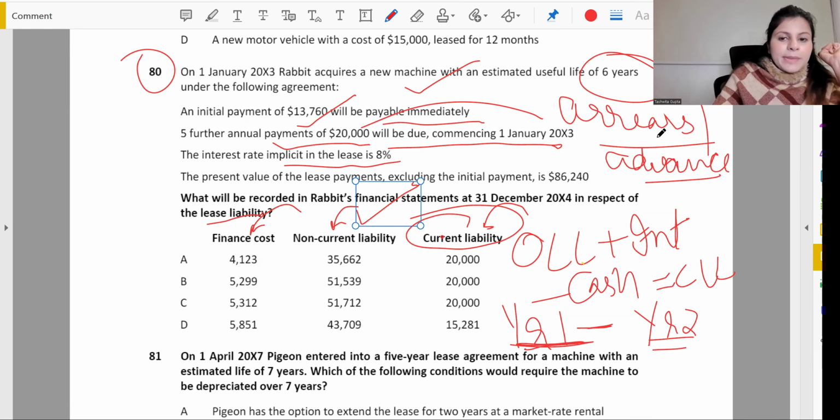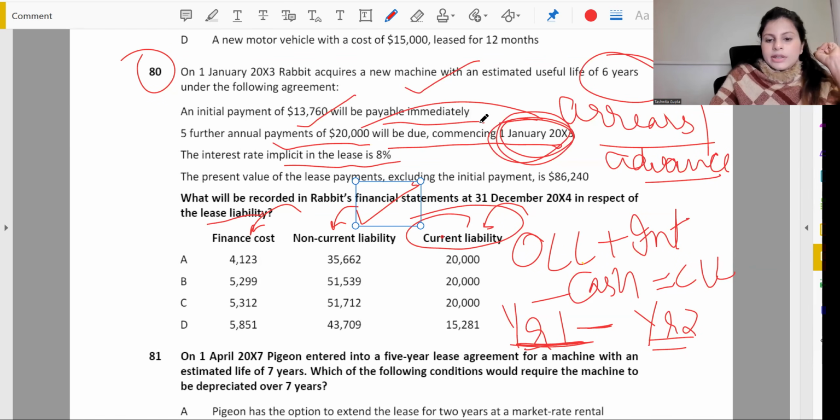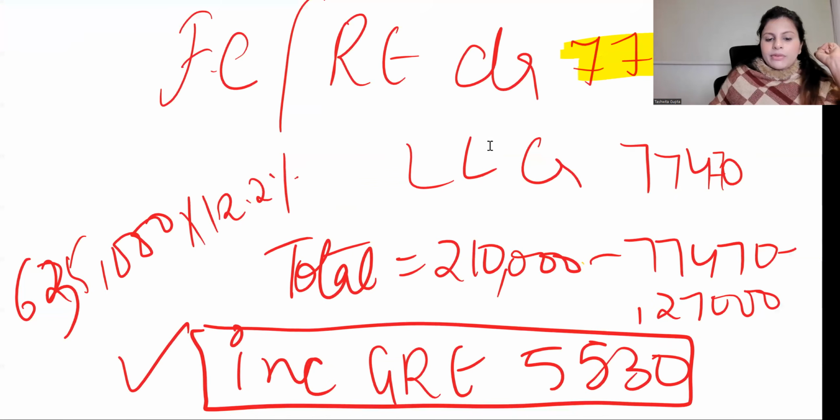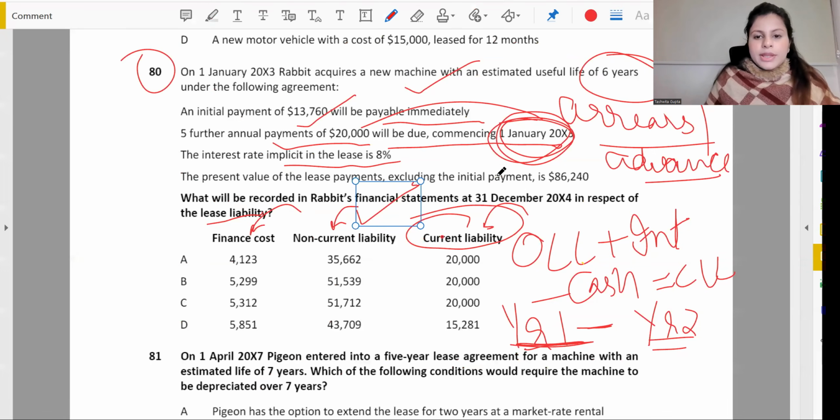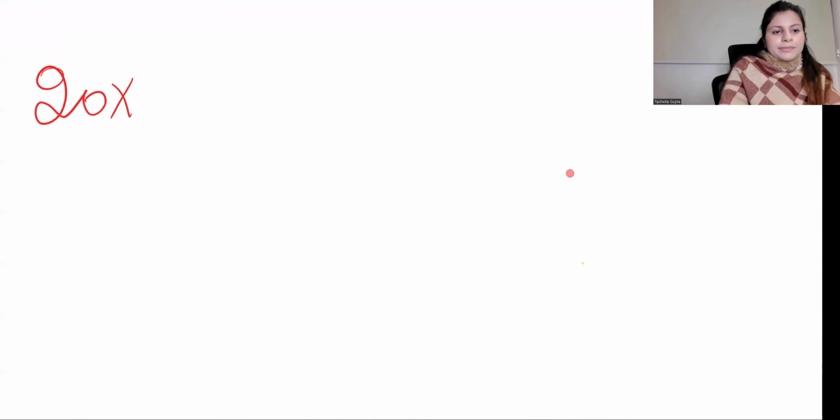The payment is being made in advance, beginning of the year. So how will you calculate? You're supposed to calculate for how many years? They're asking you the amount for 31st December 2004. So you need to calculate for 2003, 2004 and 2005. So for year ended 2003.